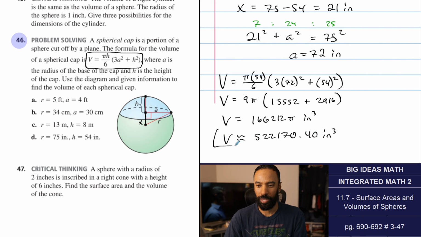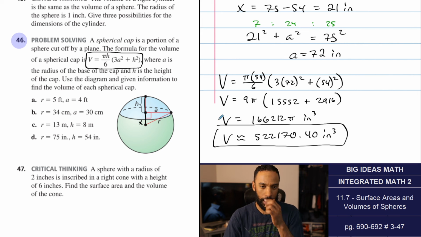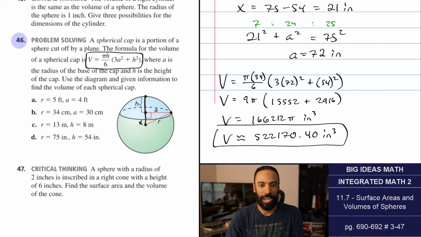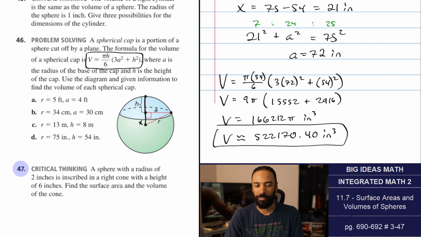522,170.40 cubic inches for the last guy. And these are spherical caps or whatever they called them. And I'm glad that I don't have to see them again unless it comes in some sort of review or something. Okay, last question, number 47, critical thinking.